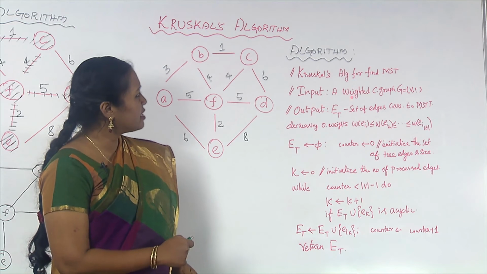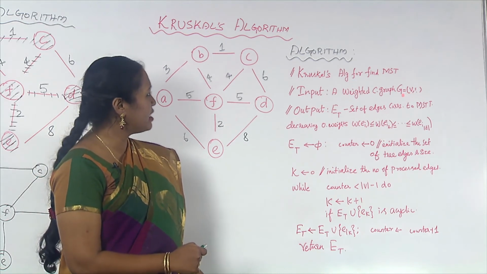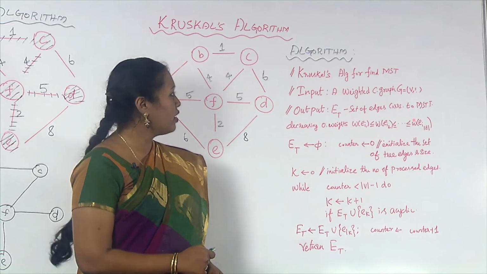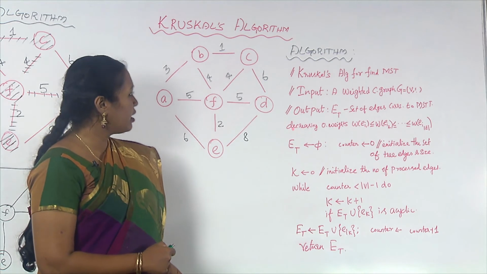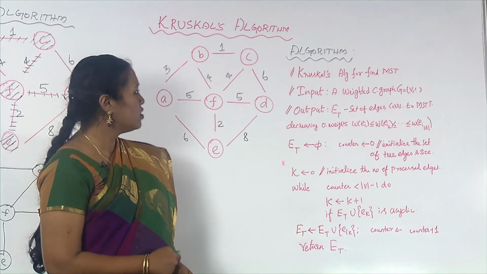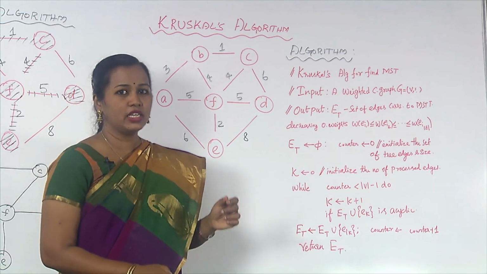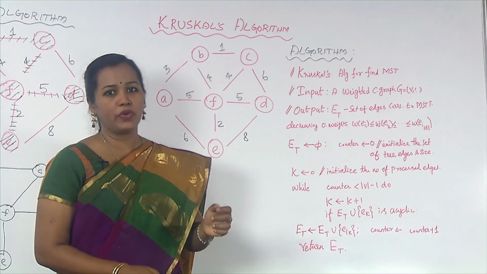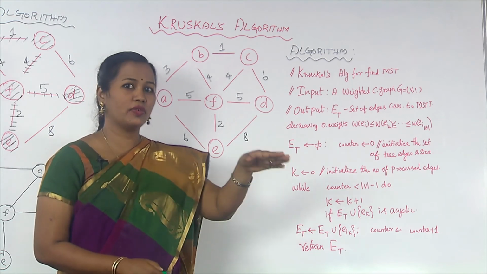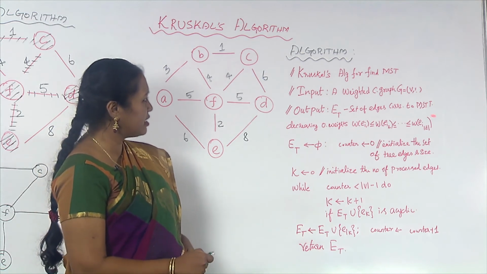So, the input is a weighted connected graph with vertex set V and edge set E, and the output is a set of edges corresponding to the minimum spanning tree, with weights W of e_i1, W of e_i2 and so on. So, this is how we arrive at the set of edges. The first edge is of the minimum weight, and slowly we build on that, in a sort of ascending order. That is why we have mentioned it like this, the weights are in ascending order.